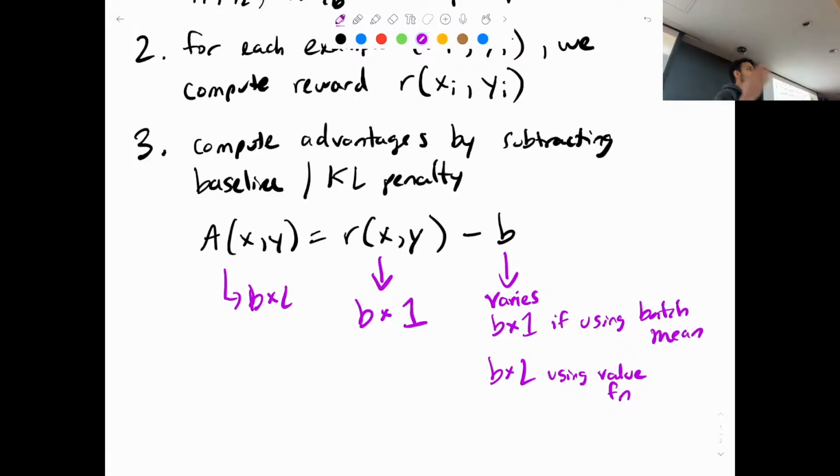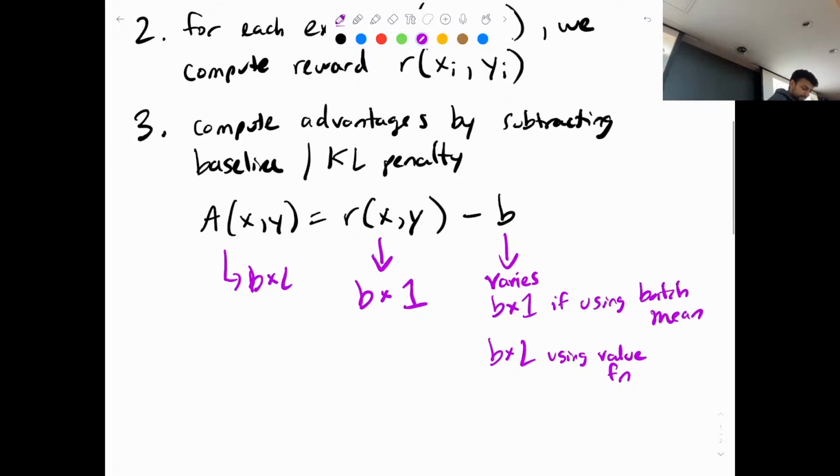So it's basically saying that you're using the reward that you get at the very end of generation of these Ys as a kind of stand-in for all of the individual token level rewards.